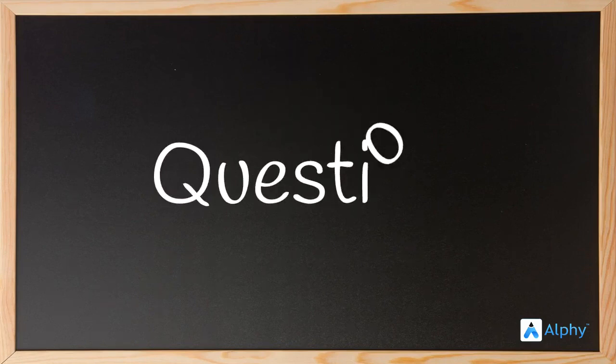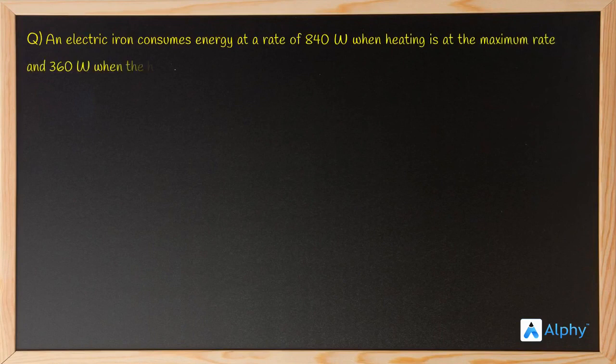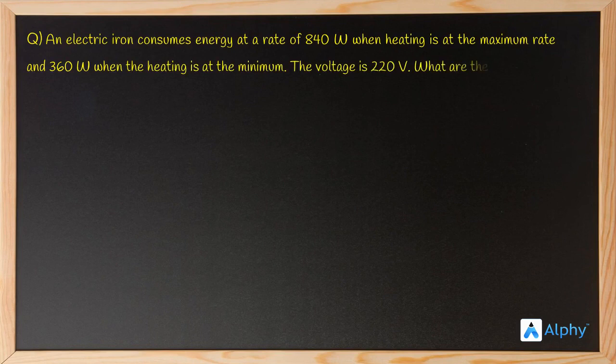In this video, we will discuss a question. An electric iron consumes energy at a rate of 840 watts when heating at a maximum rate and 360 watts when heating at the minimum. The voltage is 220 V. What are current and resistance in each case?